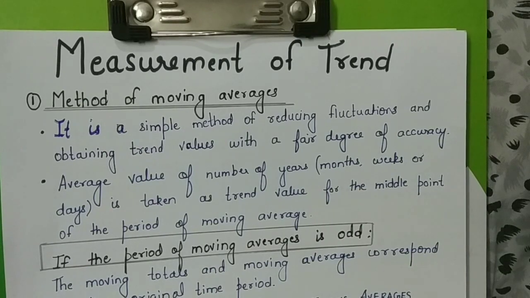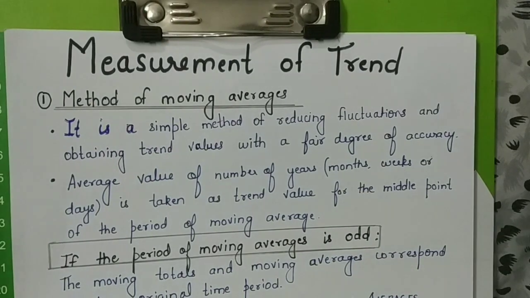So my current video is about the method of moving averages. I'll be teaching you how to do this using two numericals. Now, what is the method of moving averages?